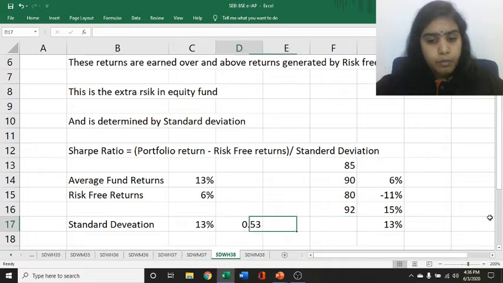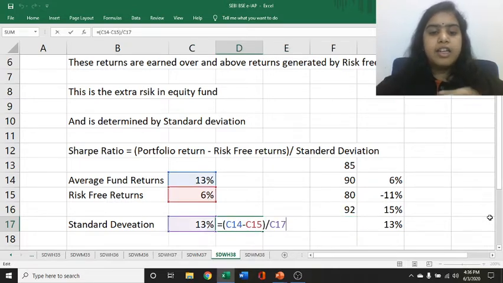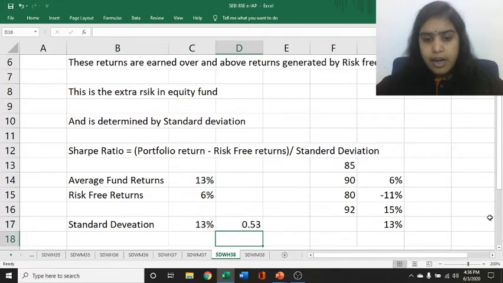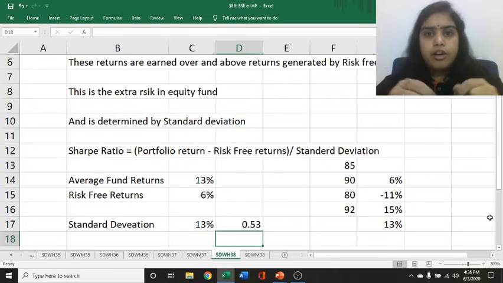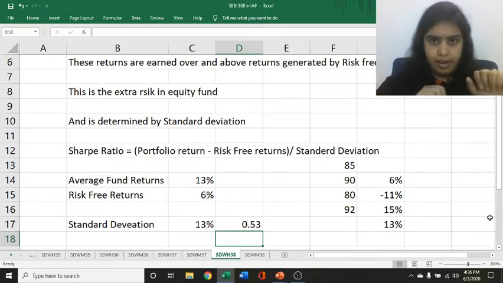So what we did was 13 minus 6, and again divided by 13, the standard deviation, and we got 0.53. It means for 1 unit of risk, we can expect 0.53 unit of extra return, or the fund has delivered 0.53 extra return on the risk you have taken.